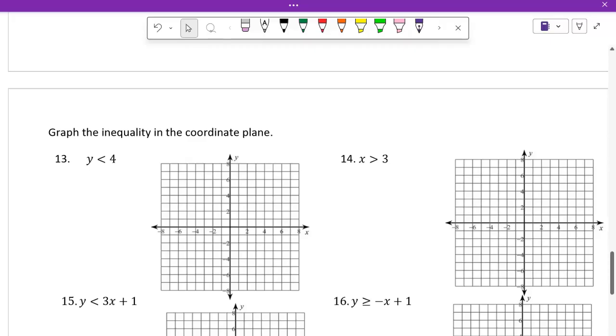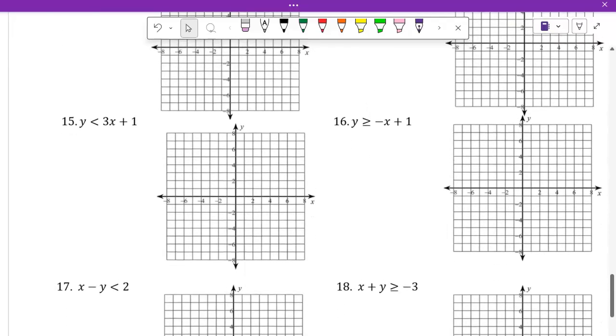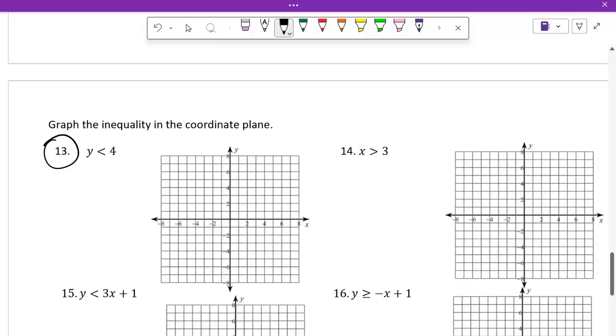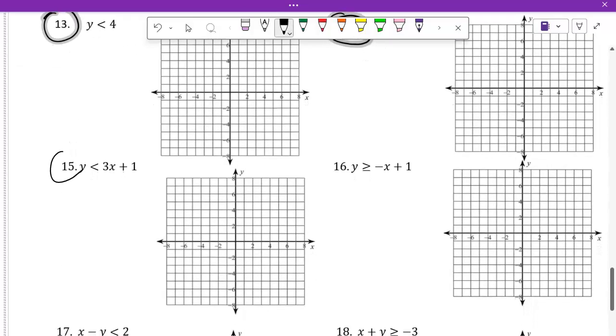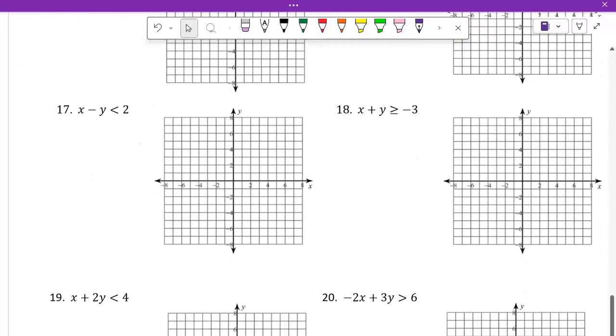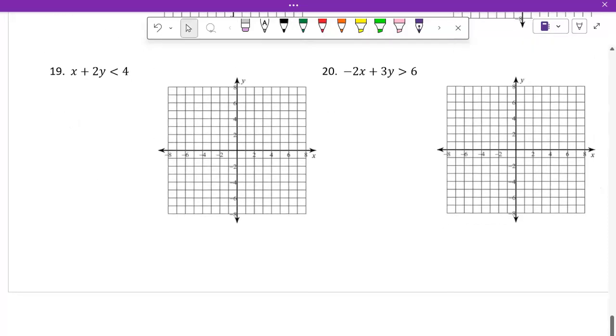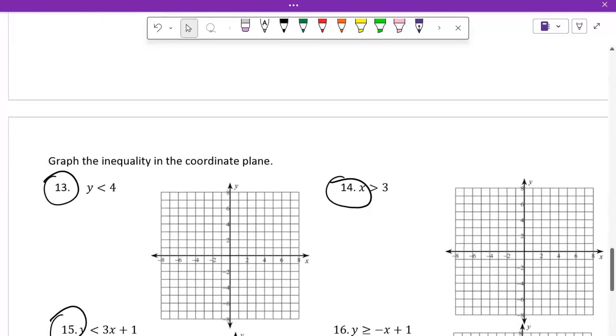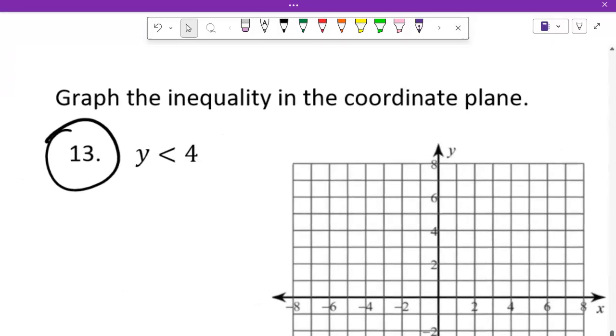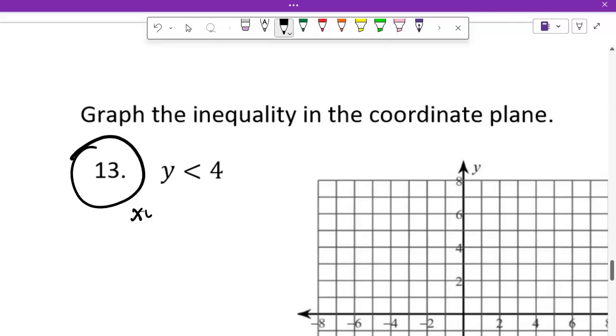And then here we're only going to do just a few problems. We're going to do 13, 14, 15, and 17. If you want to do the rest of them, you're more than welcome to. So graph the inequality on the coordinate plane. So why we're doing 13? It's only one variable.